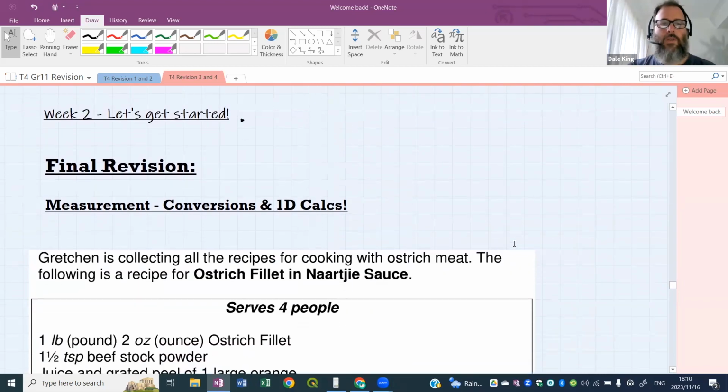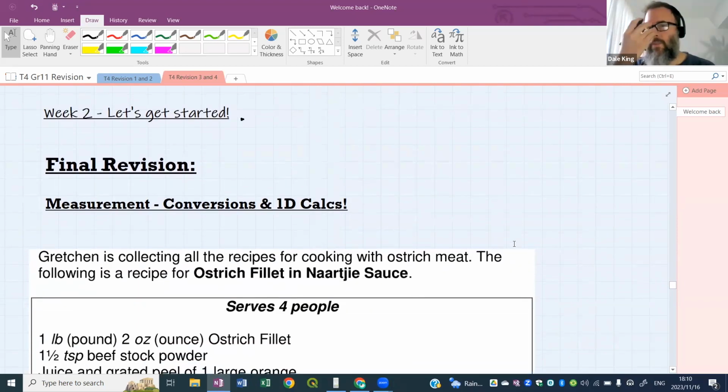We are working with measurement. We finally started measurement. We have measurement today and then Tuesday next week, and then we finish off with maps and plans. So we've got 3 lessons to go. But let's get stuck into the measurement questions already. We're doing conversions and one-dimensional calculations tonight.